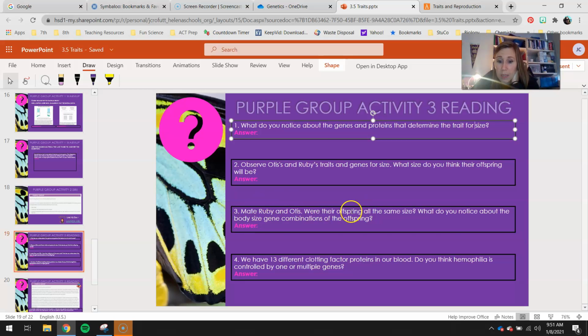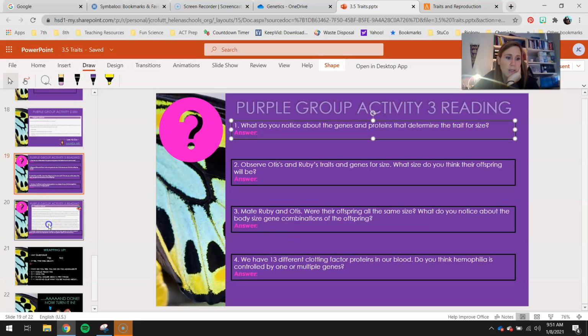So mate Otis and Ruby. Were their offsprings all the same size? What did you notice about the body size gene combinations of the offspring? And then finally, we have 13 different clotting factors for protein in our blood. So we learned about this last week when we read about hemophilia. Do you think hemophilia is controlled by one or multiple genes? Okay, so answer that question.